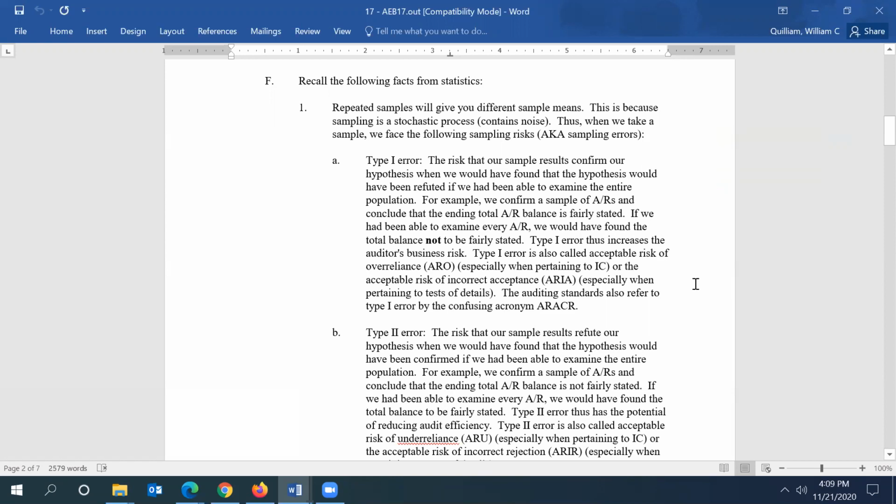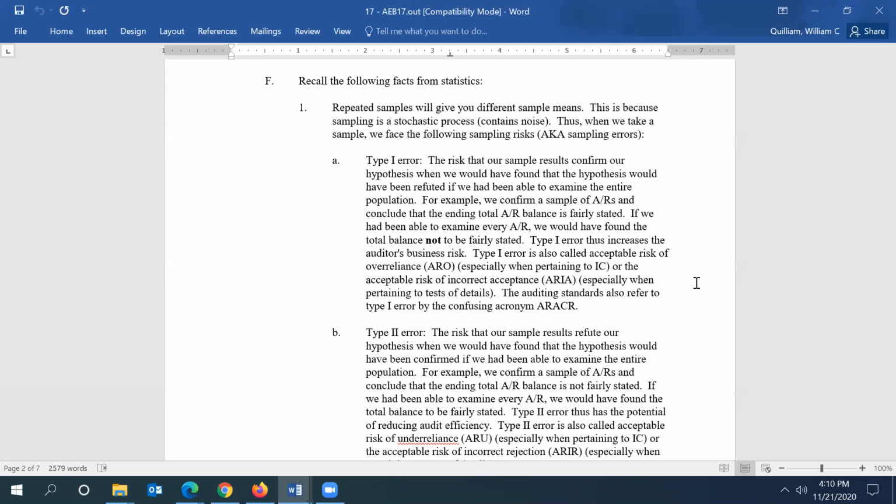Thus, when we take a sample, we have the following sampling risks, also known as sampling errors. We saw these last time too, but I'll go back over those. One is type 1 error. This is the risk that our sample results confirm our hypothesis when we would have found that the hypothesis would have been refuted if we'd been able to examine the entire population. So our sample looked good, but the entire population wasn't good. That can happen even if we exercise our best due care.